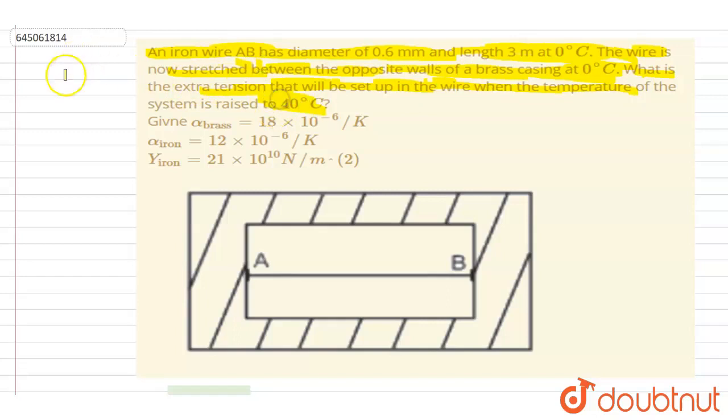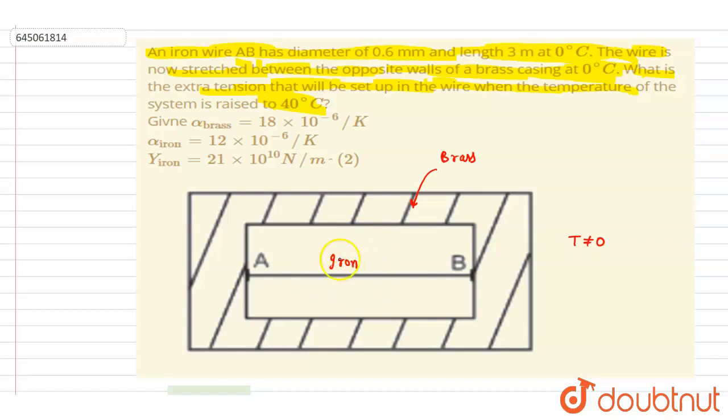So if you see what will happen here, the tension will only rise when the outer case, which is made up of brass, extends. It is given that this is a brass casing, so this is made of brass and this is of iron. The tension will only be developed here when the extension of the brass is more than the extension of the iron.